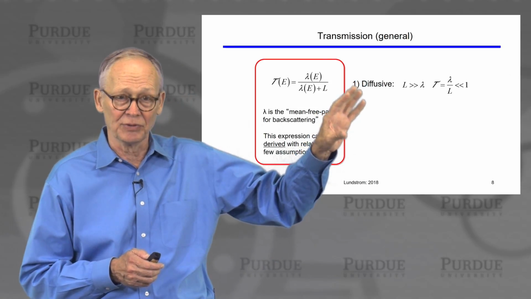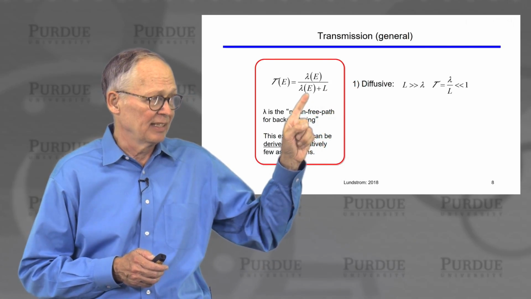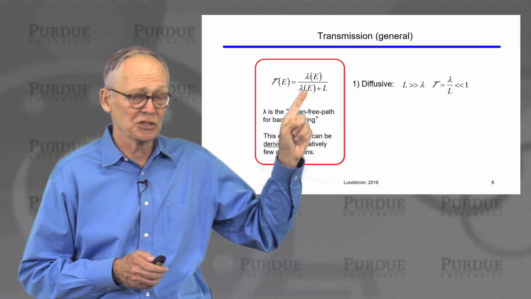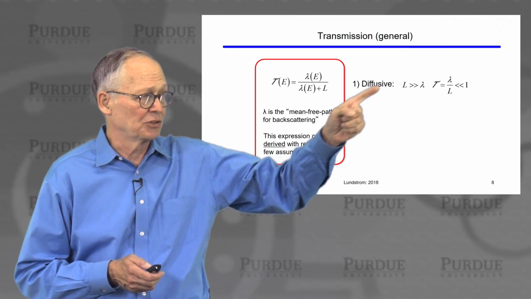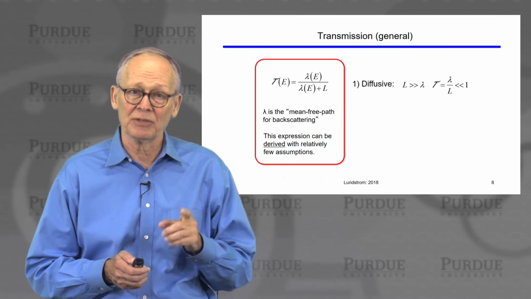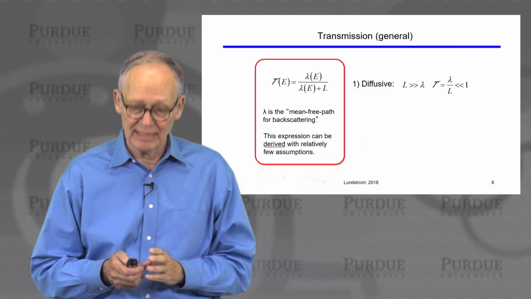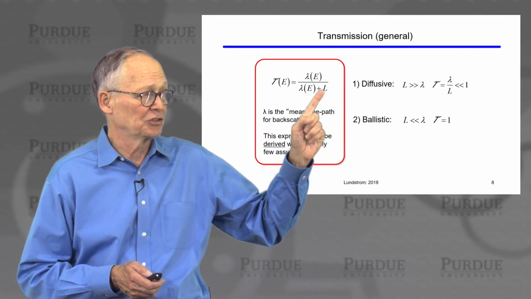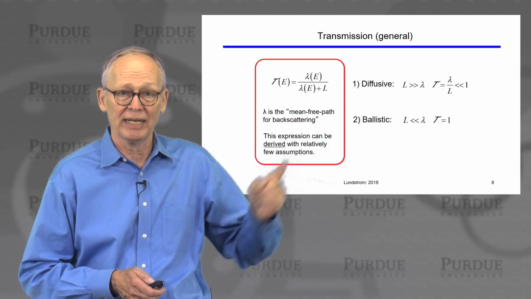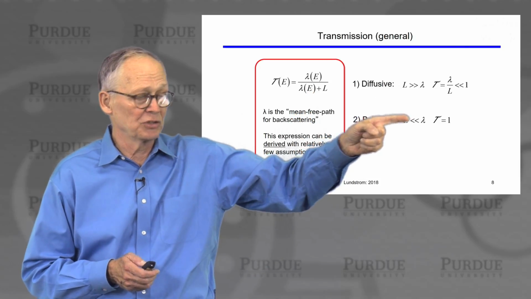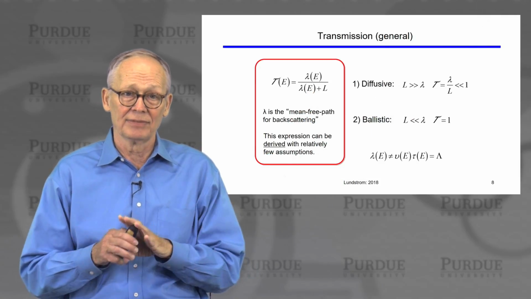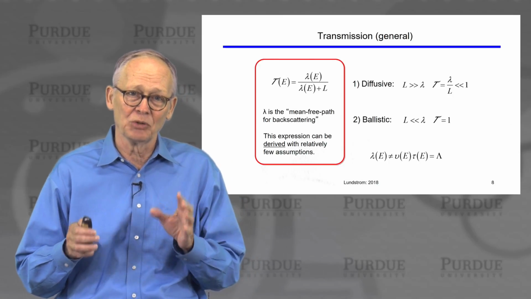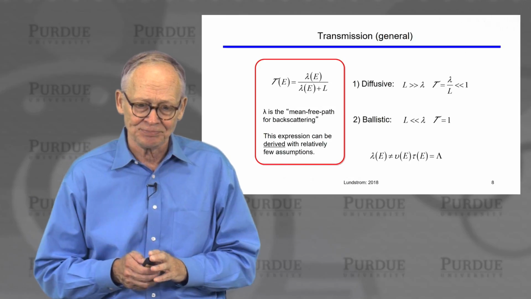So we have our diffusive limit, where the channel length is much larger than the mean free path. The transmission reduces to mean free path divided by channel length, and that's a small number. We have the ballistic limit, where the channel length is much smaller than the mean free path, and the transmission approaches 1. And we correctly described a situation in between, which is where most transistors operate today.